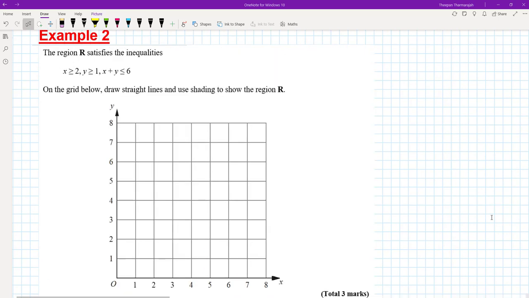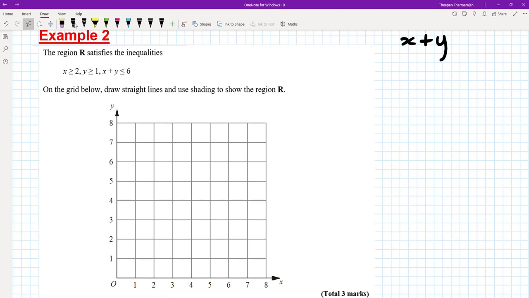Here's another question for you to try. You can pause the video, and when you're done, I will go through my worked solution. Okay, welcome back. We've got the graphical inequalities here: x is greater than or equal to 2, y is greater than or equal to 1, x plus y is less than or equal to 6. I'm going to first concentrate on that.